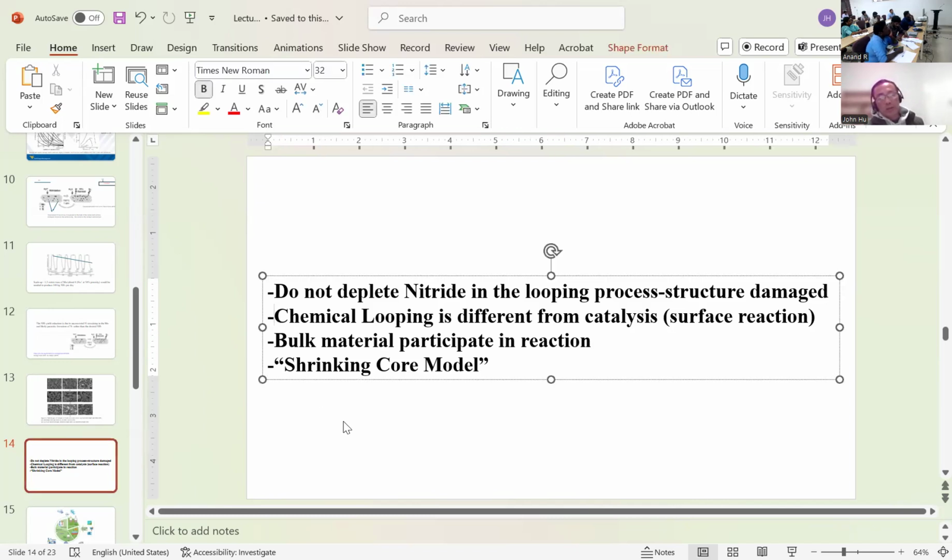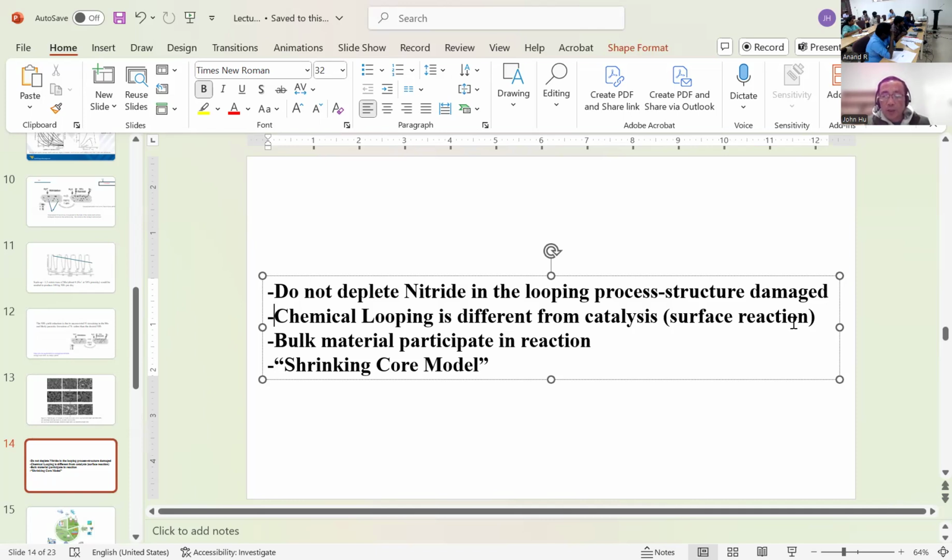But regardless, you need to have very good material. That structure, the morphology never changes. So you can run a couple thousand cycles. I think that you asked a very good question. So there's a lot of engineering solution. There's also material science solution. But chemical looping is still in the infant stage. Look at the second bullet. Chemical looping is different from catalysis.